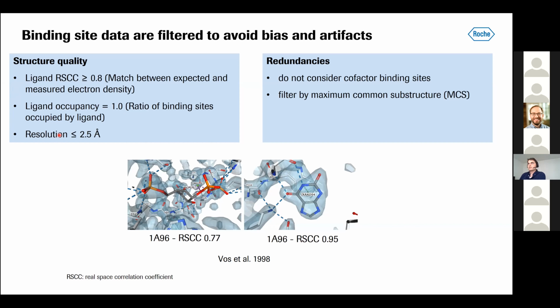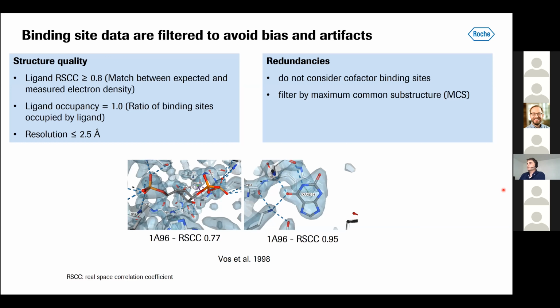And why in particular the consideration of real space correlation coefficient is important is depicted here. So you have two high resolution structures, but only one of the ligands is actually experimentally defined, as you can see by the lack of electron density on the left side, whereas on the right hand side you have electron density and experimental evidence that the ligand is actually positioned in this region. So in our statistics, we would have determined contacts from this compound, but we would have included this binding site.